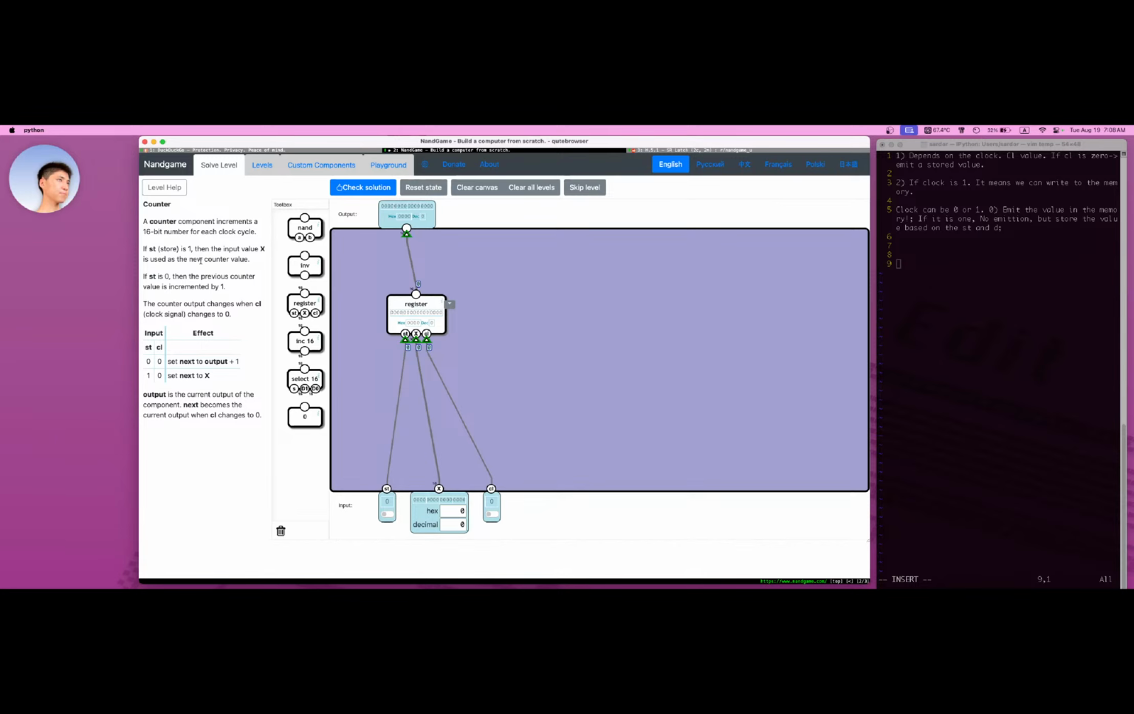Okay. If st is 1, then x is used. Okay. When st is 0, clock is 0, set next to output +1.